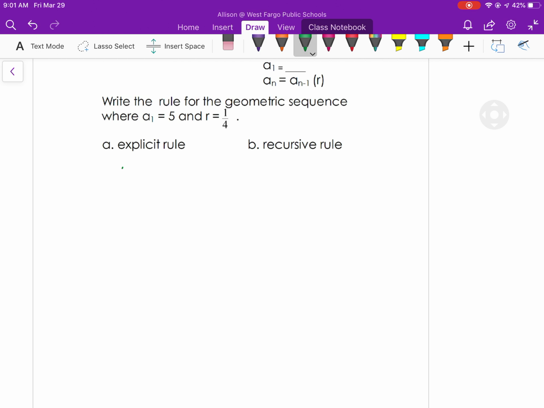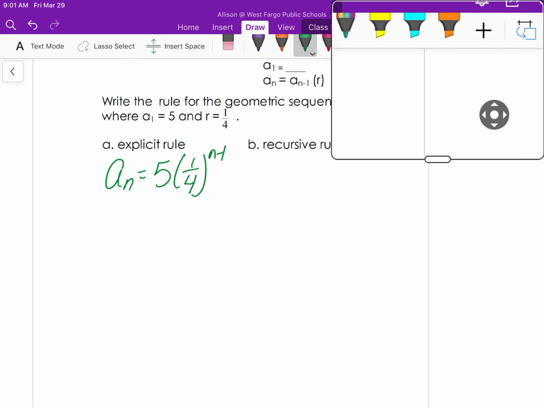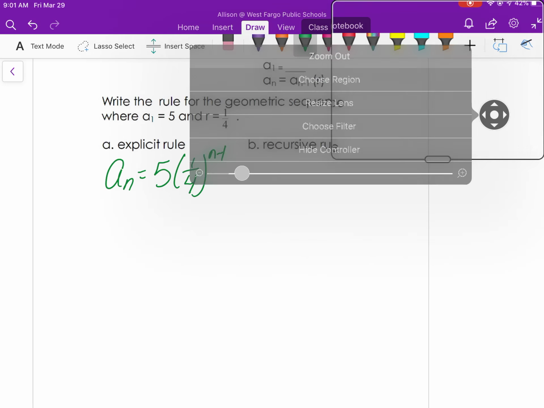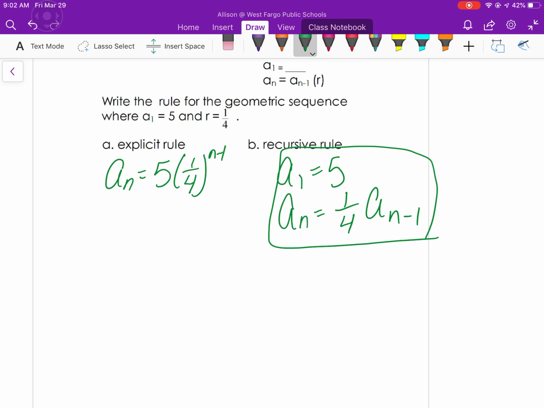The explicit rule would be a sub n equals a sub 1 times r to the n minus 1. The recursive rule, you have to first tell me what the first term is. Then the next term in the sequence would take r times the previous term. So there's your recursive rule.